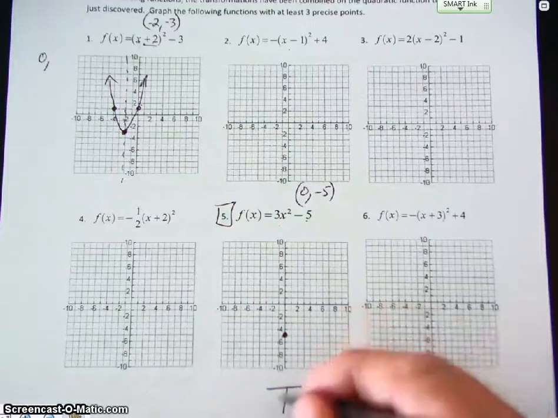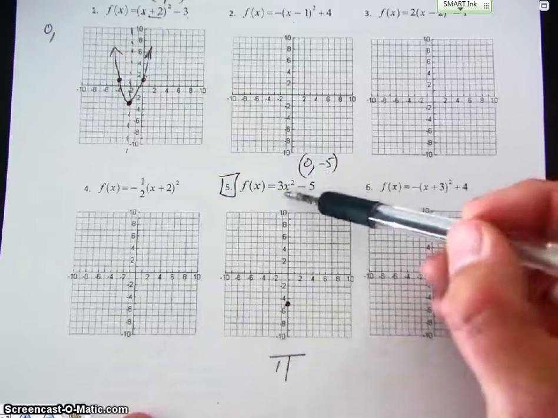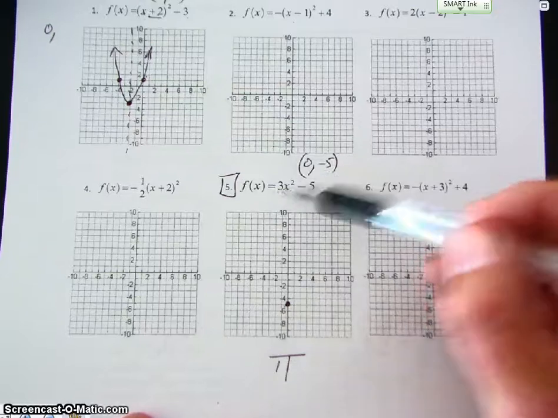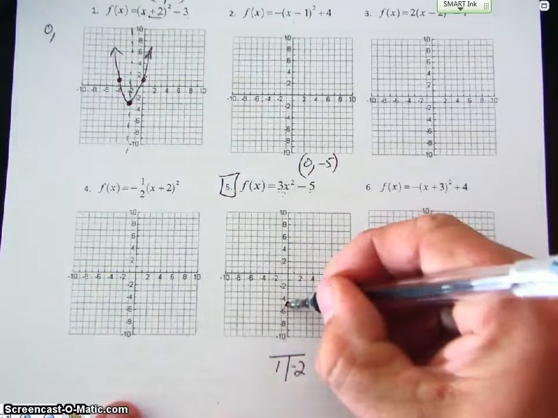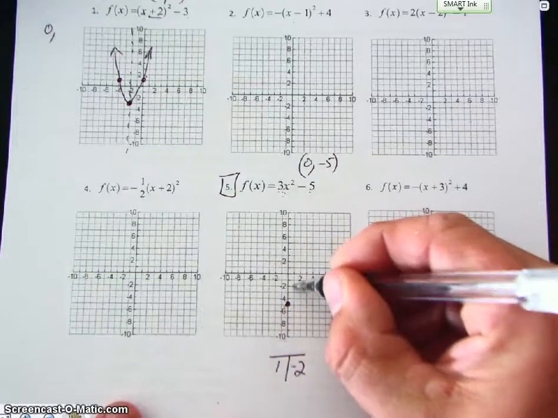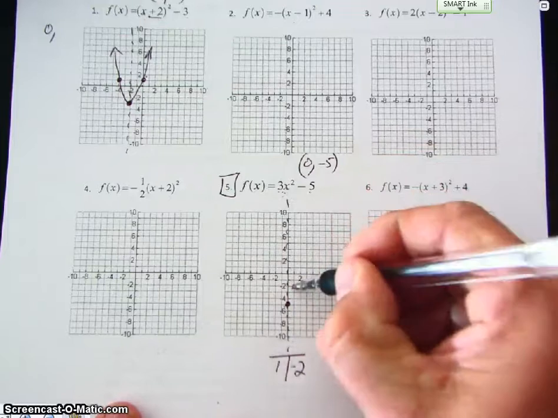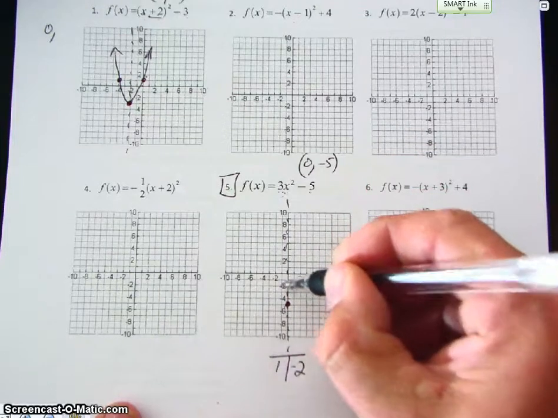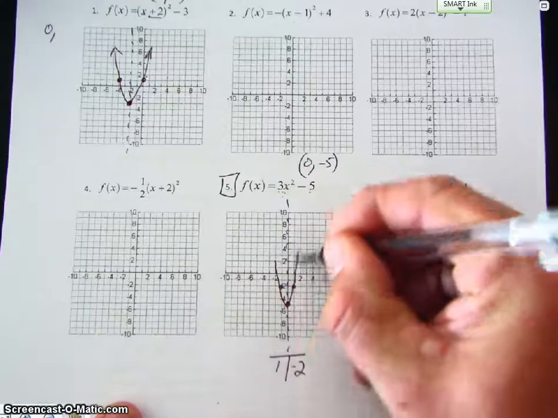So I'm going to pick 1. I'm going to plug 1 in for x, so 1 squared is 1, times 3 is 3, 3 minus 5 is -2. So then I'm going to go to 1, -2. And remember, this is my axis of symmetry, so the distance from here to the axis is 1, so therefore I go a distance of 1 on the other side. And there's my function.